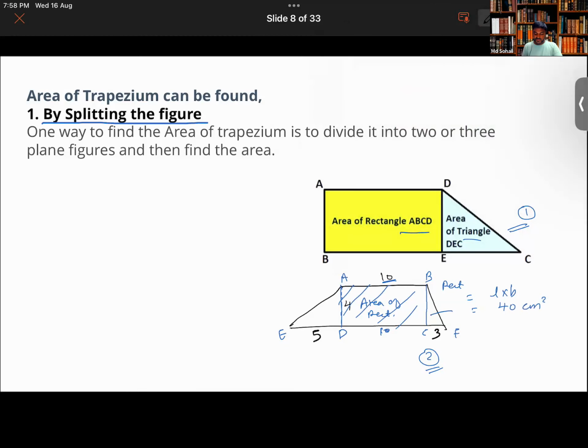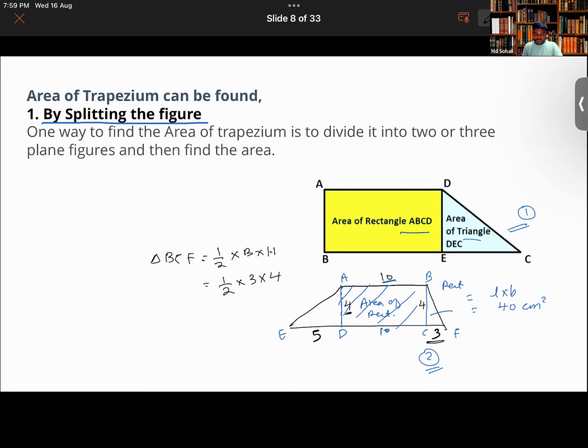Now talking about this one. Since this one is 4, this one is also 4. And the measurement of the base is given here. I'm talking about this triangle BCF. Let me write it over here. Triangle BCF. Are you able to relate? Any difficulty? No. Okay, good. So it's going to be half into base into height. Half into 3 into 4.